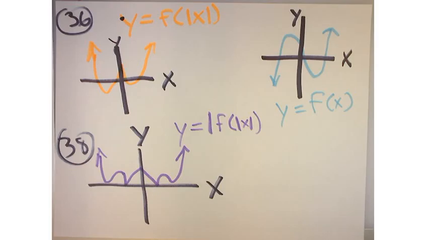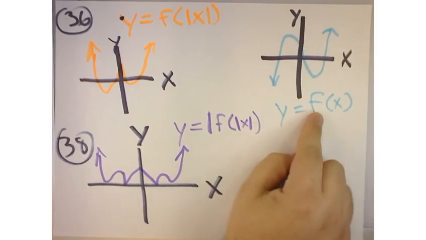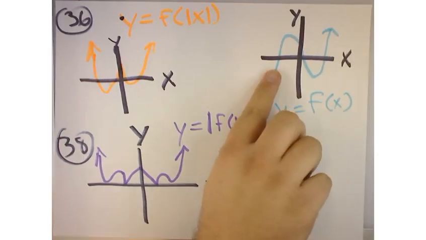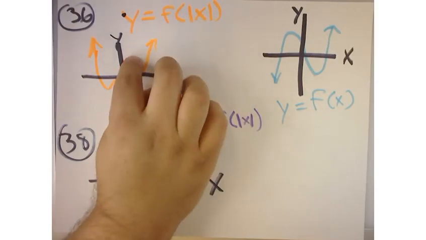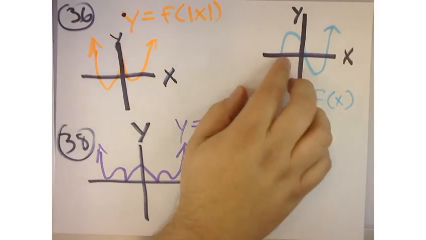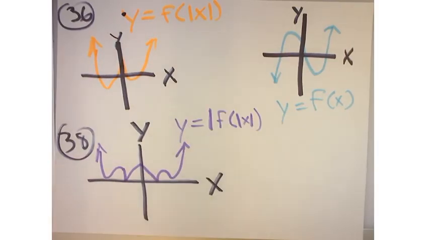So for problem number 36 and 38, we're going to transform the function f of x. They gave us the picture f of x, which looks like this. And they've asked us to transform the function, and we had to graph what the transformed function would look like compared to the original function. And so let's unpack that for a little bit.